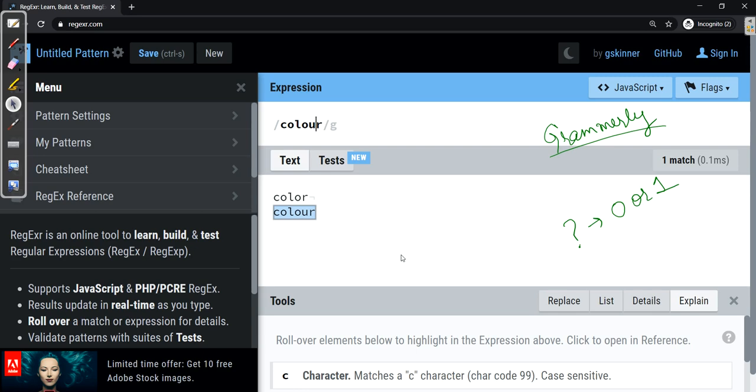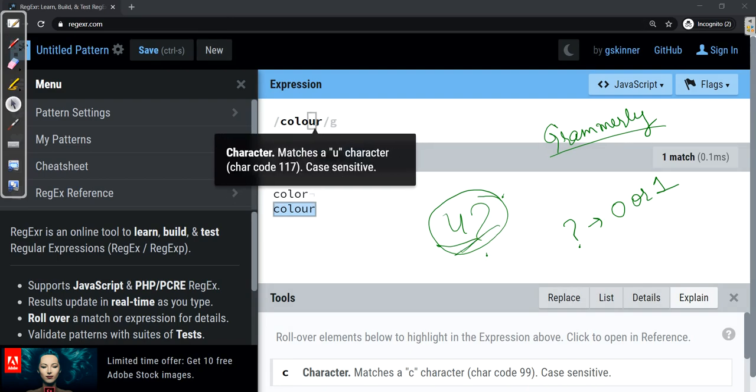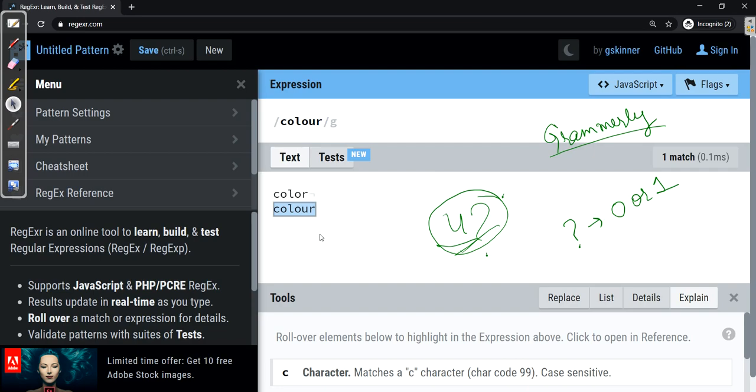So what I'll do, there's a difference of U over here. So I'll make use of the question mark, so that if U is used, then also it's okay. If U is not used, then also it's okay. So here after the U, I'll write the question mark. See, now it's matching both of the strings. So it makes our work so easy that we can easily recognize both.